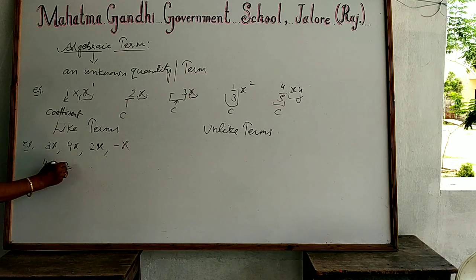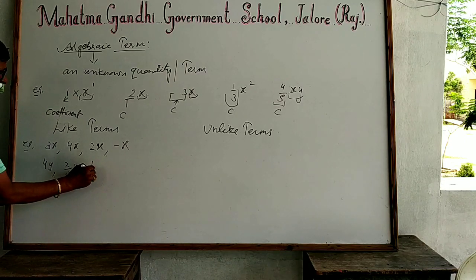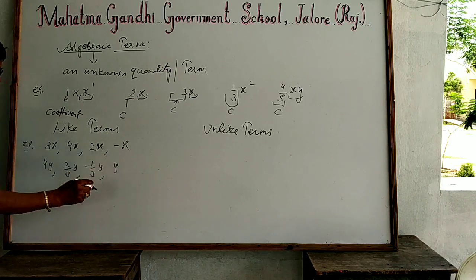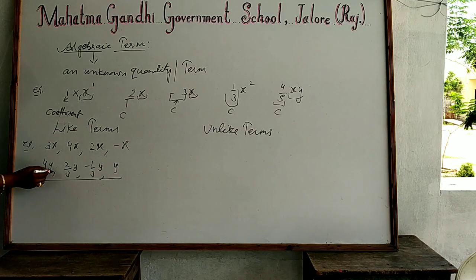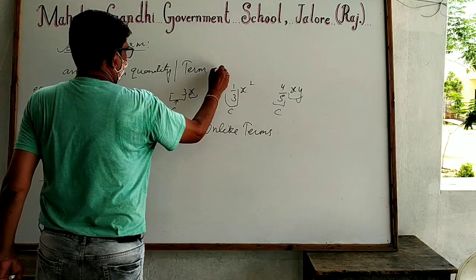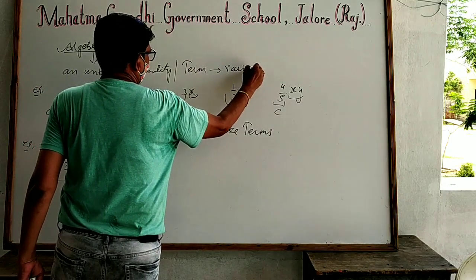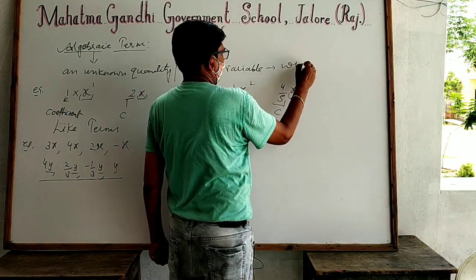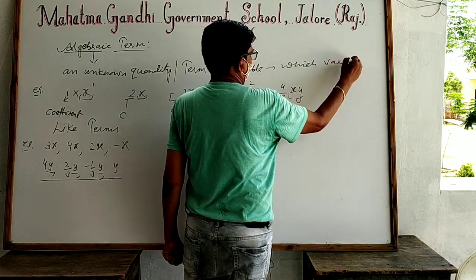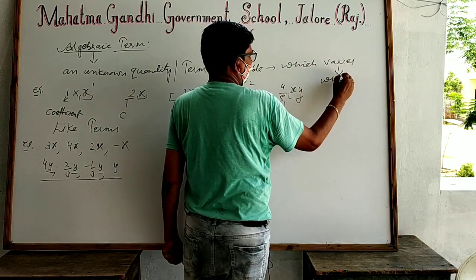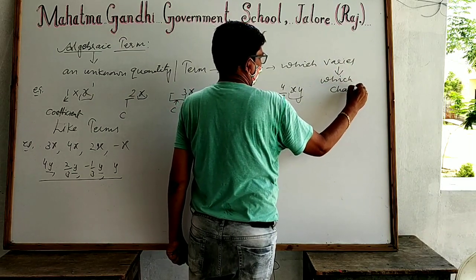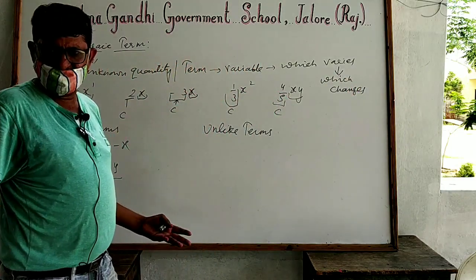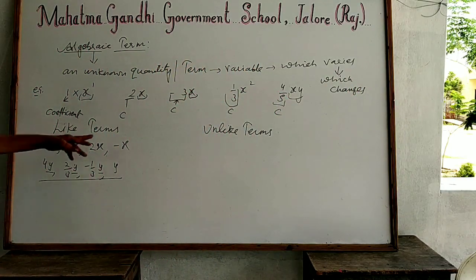4y, 2 by 3y, minus 1 by 3y, y. All of these are like terms because all have the common variable y. The unknown quantity is also called variable. Variable means which varies, which changes. The one whose value changes is a variable.